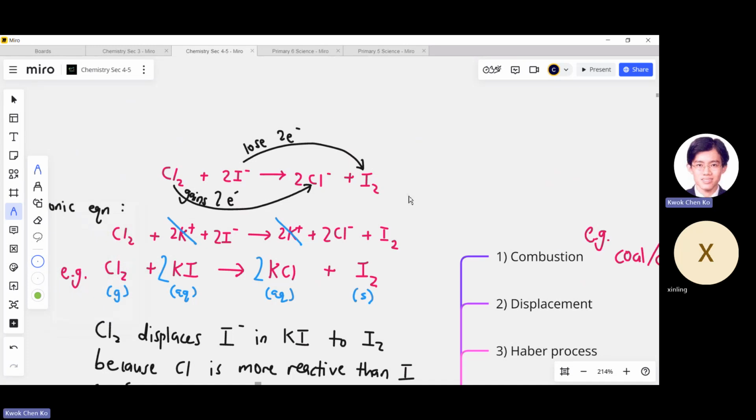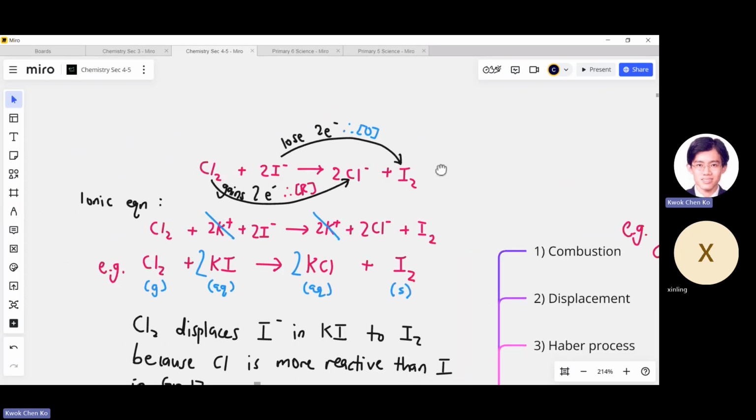Check your definition. Which is reduction and which is oxidation? This one loses 2 electrons. Yeah. Okay. Losing electrons means oxidation. And gaining electrons means reduction. So in this case, you can look at electrons, but the moral of the story, if you want to look at electrons, it's easier to look at the ionic equation. Just keep that in mind. Oh, let's go a bit further. Who is the oxidizing agent?